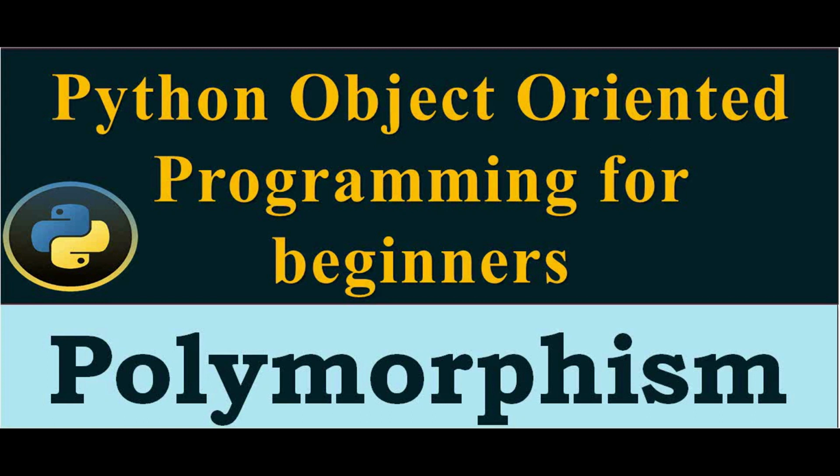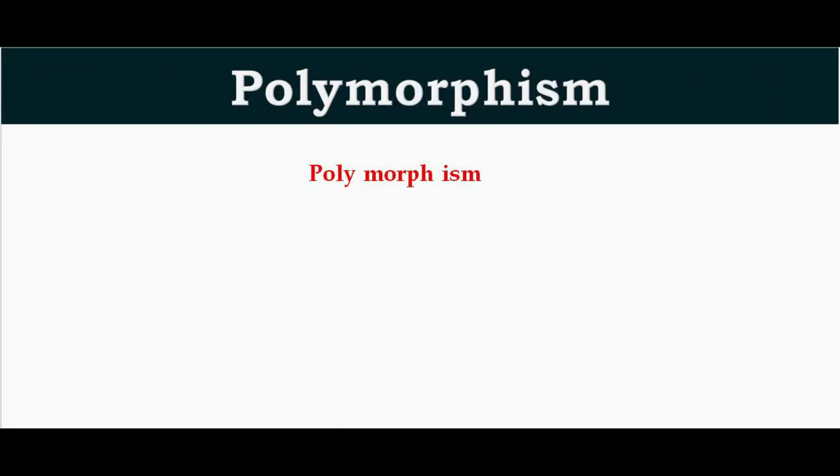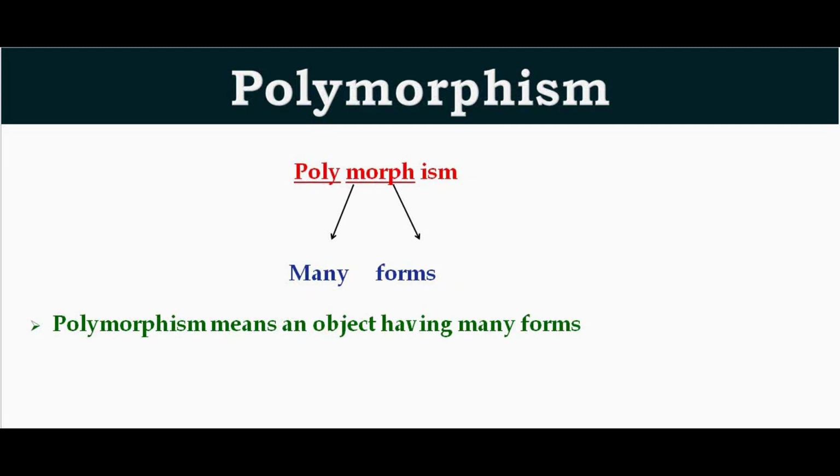In this video, let's see about the polymorphism concept in object-oriented programming and also the ways to implement polymorphism in Python. What does the word polymorphism mean? Poly means many and morph means forms. So in short, we can say that polymorphism means an object having many forms.